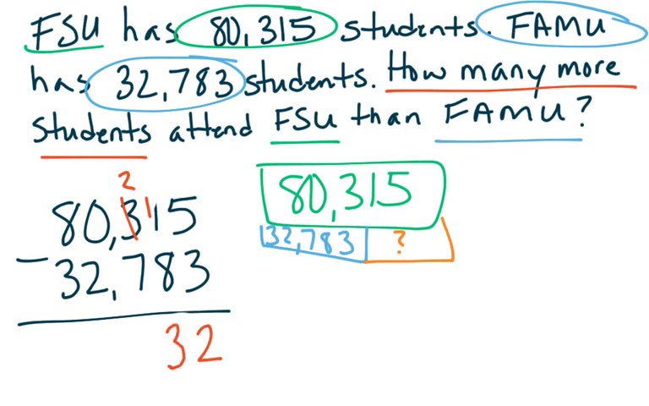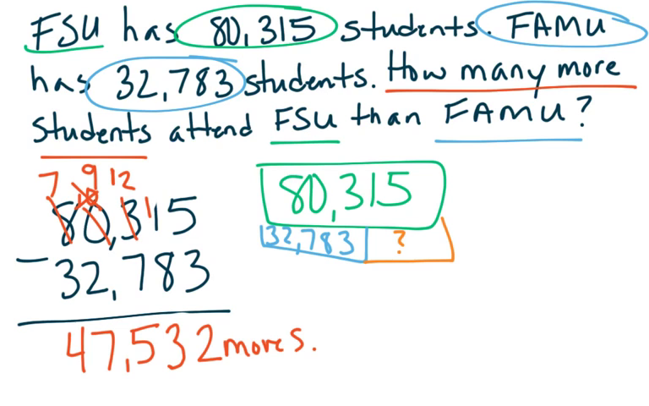I can't take 7 away from 2. I would borrow from my 0, but I can't borrow from a 0. I have to go all the way over to my 8. That becomes a 7. This becomes a 10, and now I can borrow from my 10. It's going to become a 9, and I have 12. 12 minus 7 gives me 5. 9 minus 2 is 7, and 7 minus 3 is 4. So 47,532 more students.